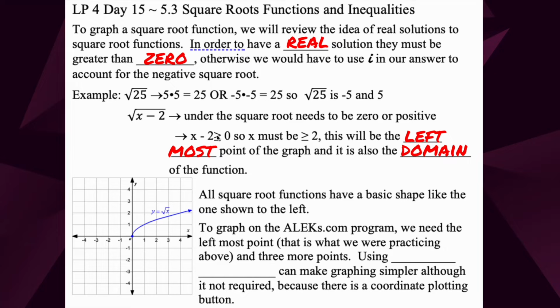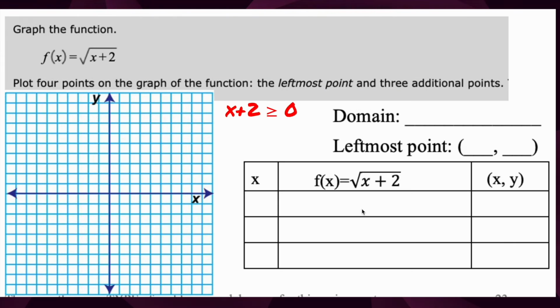equal to 0. Okay, so all square root functions have a basic shape like the one shown to the left, where they have a point where they're starting and they're swooping to the side. To graph on the ALEKS.com program, we need the leftmost point, which is what we were just practicing above, and 3 more points. Using perfect squares, you can make graphing simpler, although it is not required because there is a coordinate plotting tool where you can definitely plot some decimals there. But if you get whole numbers, it's much, much easier to graph, so you don't have to worry about any rounding.